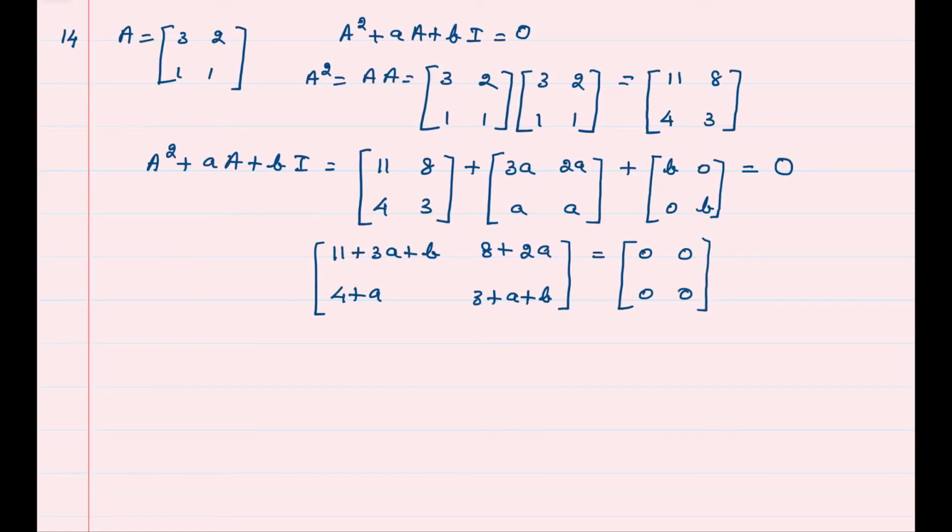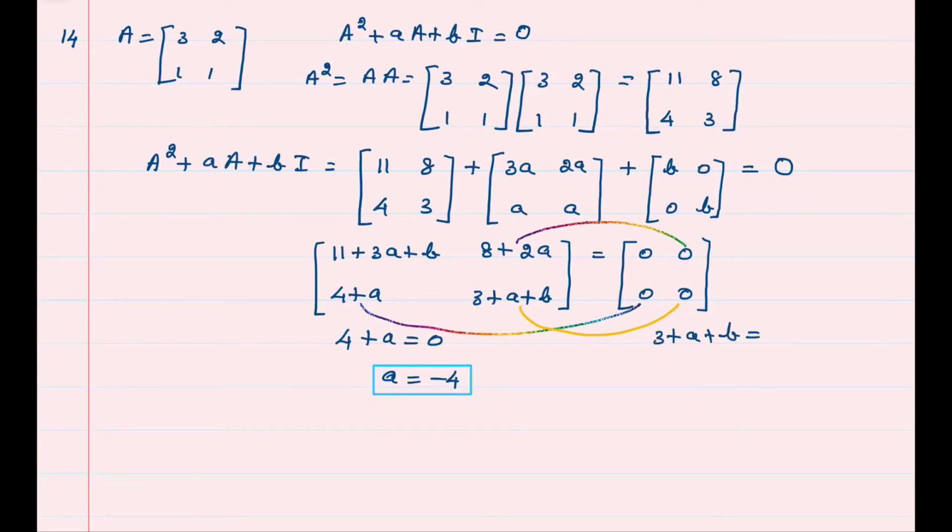If two matrices are equal, the corresponding elements must be equal. We will equate these two. We get 4 plus a equal to 0. a value is minus 4. By equating these two elements also, we get a equals minus 4. Now let us equate these two elements. 3 plus a plus b is 0. b is equal to minus 3 minus a, which is minus 3 plus 4. b value is 1. By equating these two elements also, we get the same answer for b.